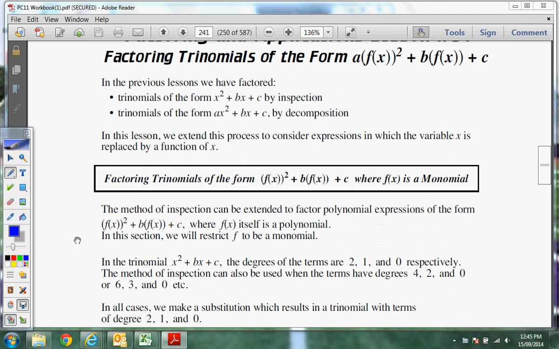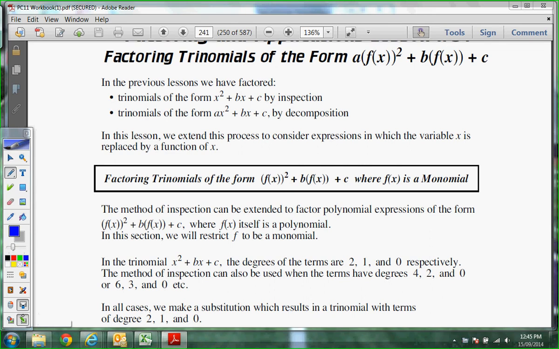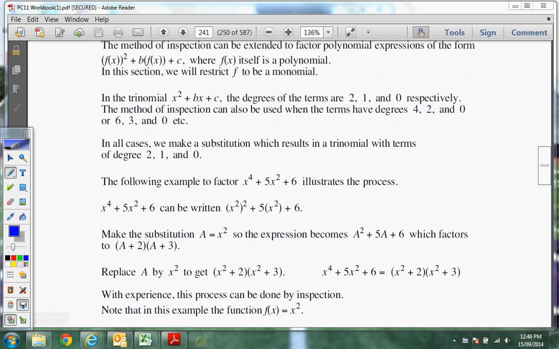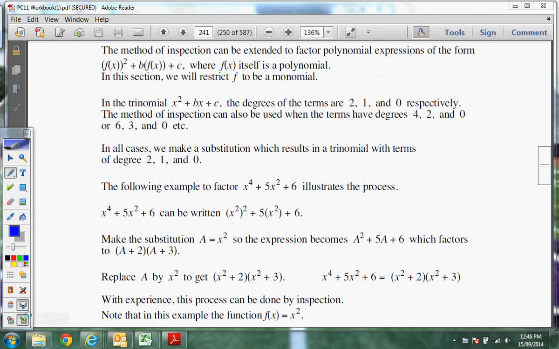In previous lessons, we factored by inspection the x squared stuff without a number in front. So this was our inspection method. There was nothing in front of the x squared. That was the easier ones. Last class, we did decomp for when we have a number in front, where we times the a and the c to get started. In this lesson, we're going to extend the process and consider expressions where variables can be replaced with the function x.